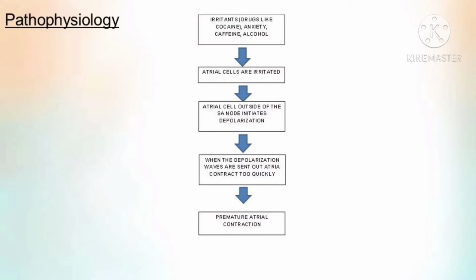In premature atrial contractions, irritants such as drugs like cocaine, anxiety, caffeine, and too much consumption of alcohol stress and irritate atrial cells. An atrial cell outside of the SA node initiates depolarization. When the depolarization waves are sent out, the atria contract too quickly. So in short, a particularly stressed out atrial cell can send out depolarization waves that can contract the atria too quickly, and that's an early or premature atrial contraction.